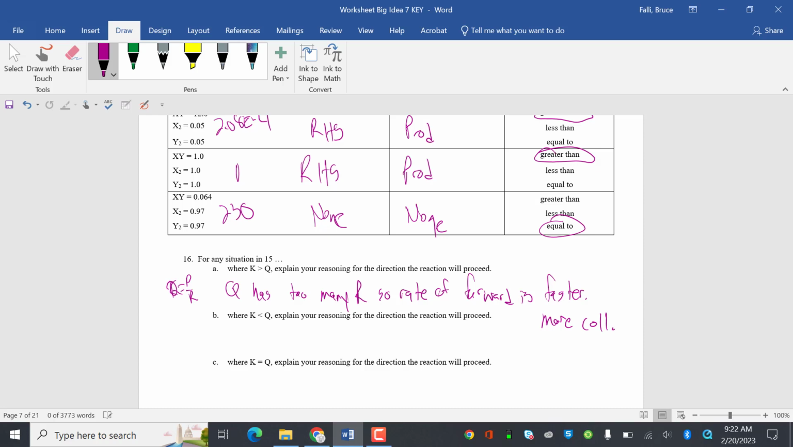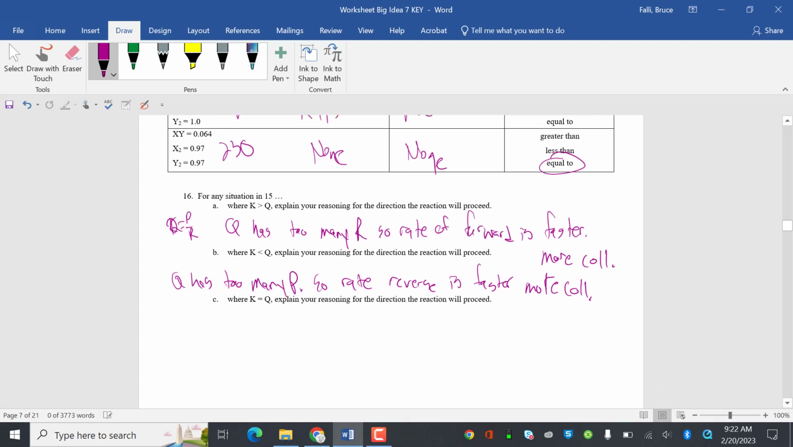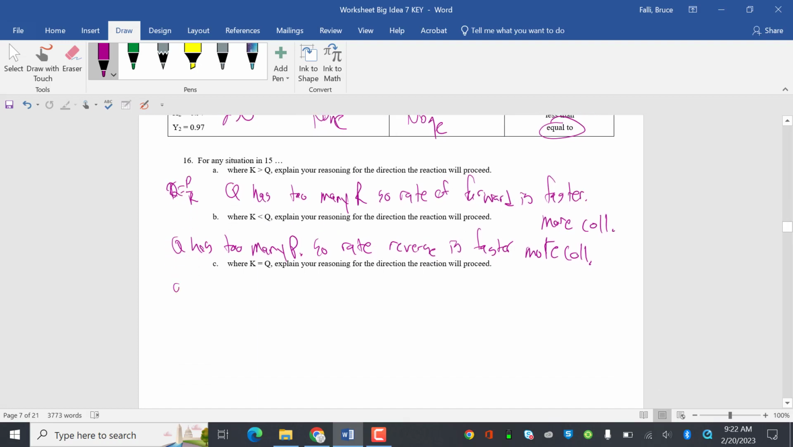If Q is less than K, explain your reason. Q has too many products, so rate of the reverse is faster because there'll be more collisions. When Q equals K, at equilibrium, rates are equal.